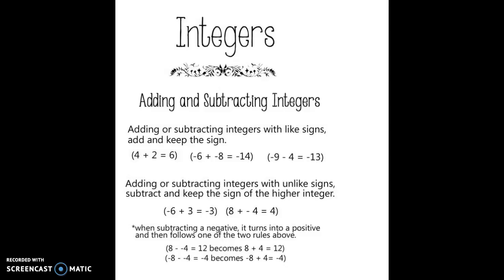Adding and subtracting integers with like signs, that means the same signs, you add and keep the sign the same. When you're adding or subtracting integers with unlike signs, that means different signs, one's negative and one's positive, you subtract and keep the sign of the higher integer.